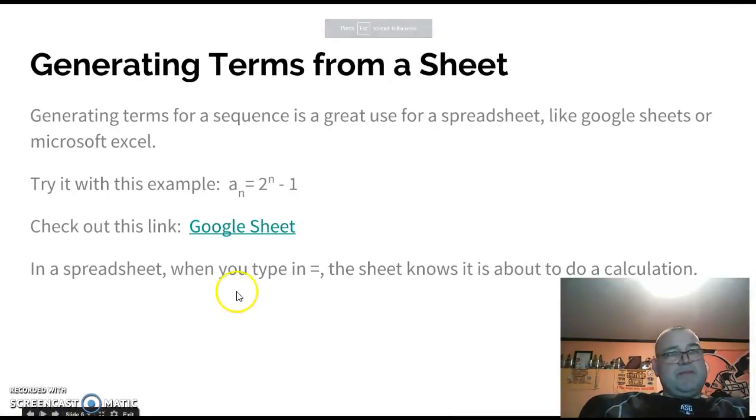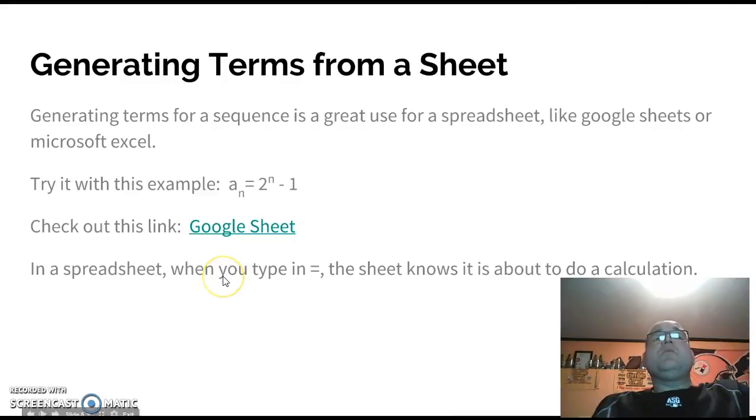Oops. Let me back up. Sorry, I got a little trip happy. Remember, in a spreadsheet, when you type in equals, the sheet knows it's about to do a calculation. And again, you can then go down and just pull, and it fills up that entire column, and it automatically updates the cells going down as you wish.